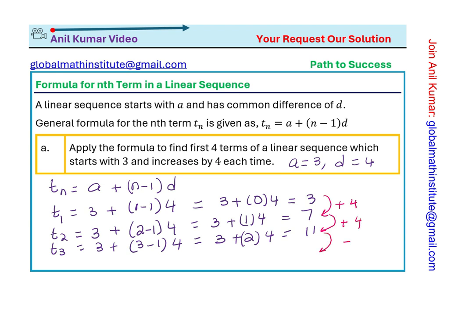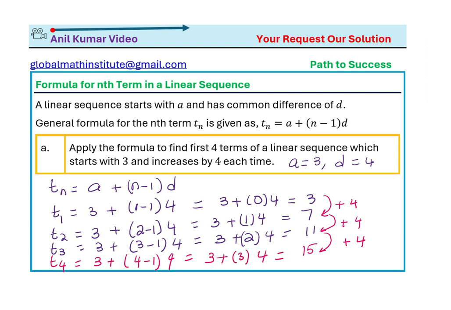The next term expected is what? 15. And let's calculate and really check it. So T4 is equal to 3 plus 4 minus 1 times 4, which is 3 plus 3 times 4. So 12 plus 3 is 15. You see that. So we can continue like this and generate the whole sequence. At present, we have 4 terms with us, and these 4 terms are clearly 3, 7, 11, and 15, right? It will continue, but these are the first 4 terms. Great. So now let's look into the other parts.